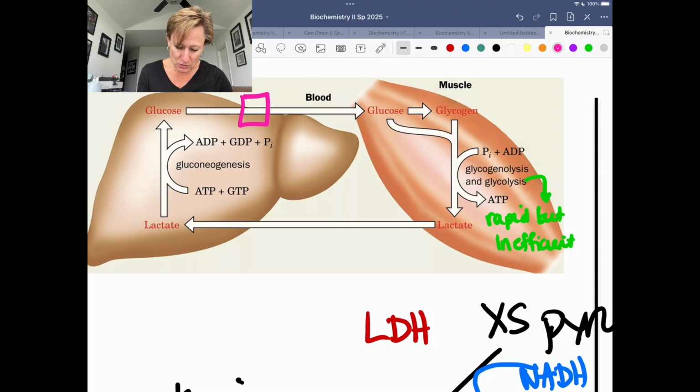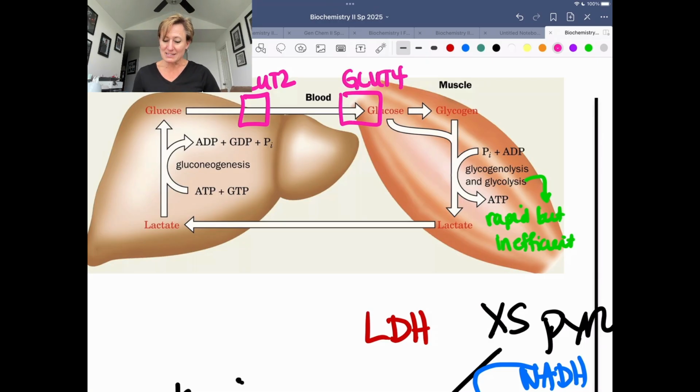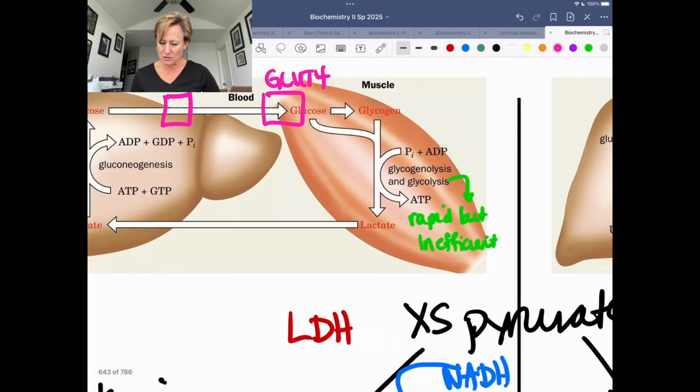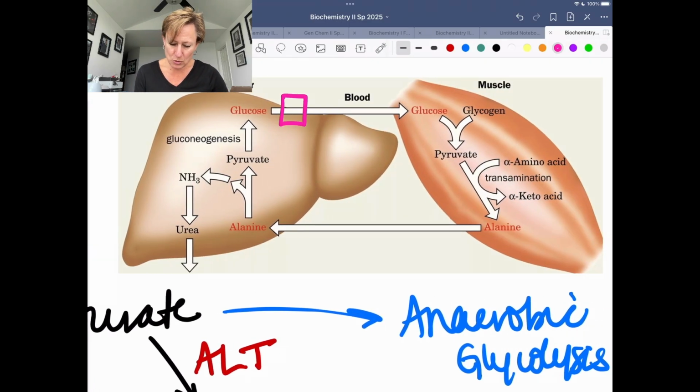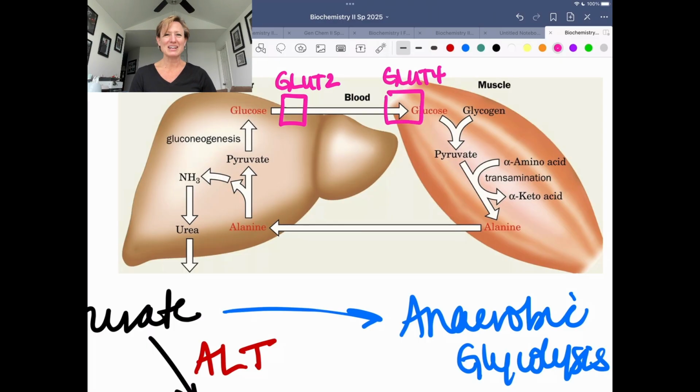So this is going to be GLUT2 that's exporting glucose from the liver, and then this is going to be GLUT4 that is importing glucose into skeletal muscle. Same over here, right? The glucose transporter that we have on liver is GLUT2, on muscle is GLUT4. All right, now I think I've said everything that I want to about the Cori and the Cahill cycles.